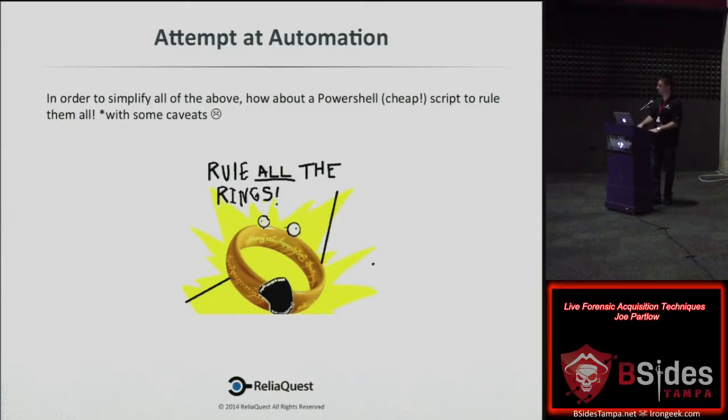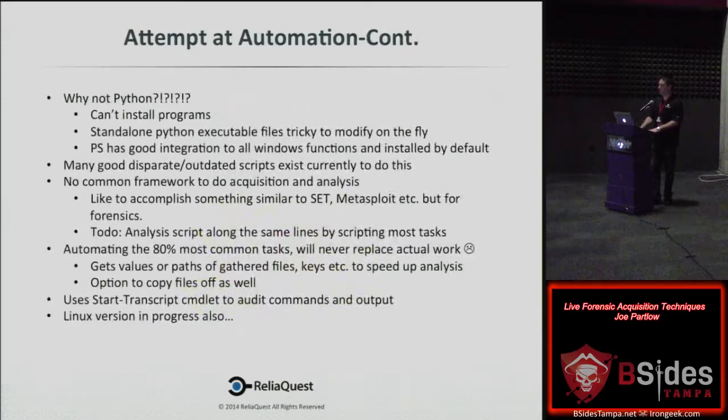Like I said, there are some caveats though. Attempting this automation, the first question I always get is, why not do it in Python or Ruby or whatever the programming language is? You don't want to install programs, and that includes a compiler. Sure, you can do a standalone Python executable, but if you have to modify that on the fly, it makes that very hard to do. If you've got it honed down where you've got a specific instance, that may be an option. But PowerShell has good integration to all the Windows functions. Most of the stuff that you can do in one, you can do in the other. So it's really not a hardcore preference, but PowerShell's there.